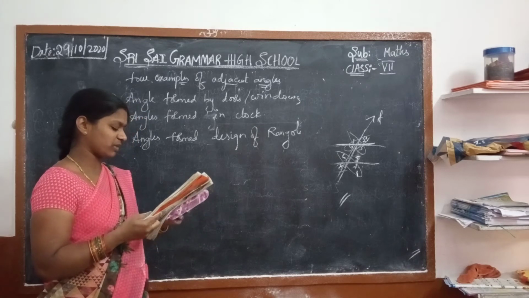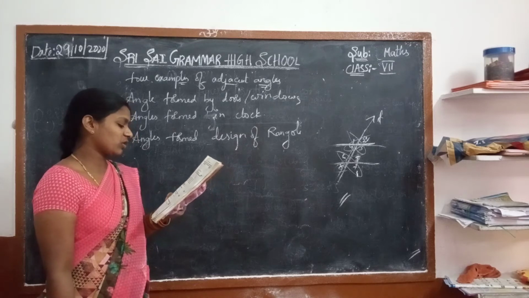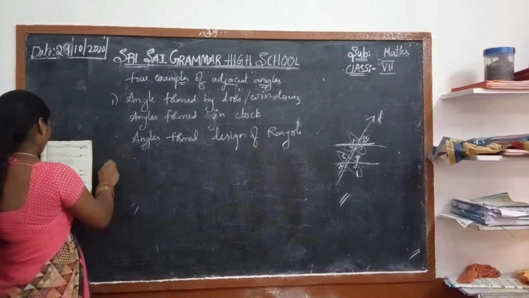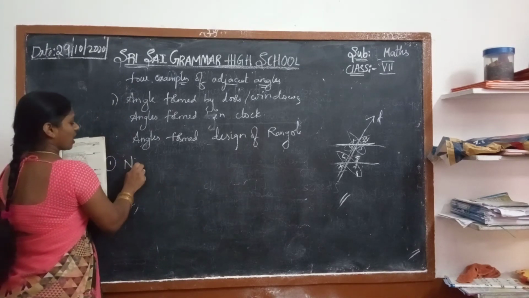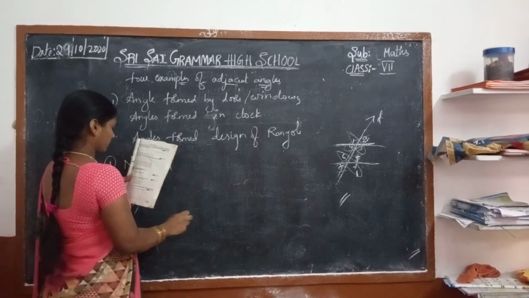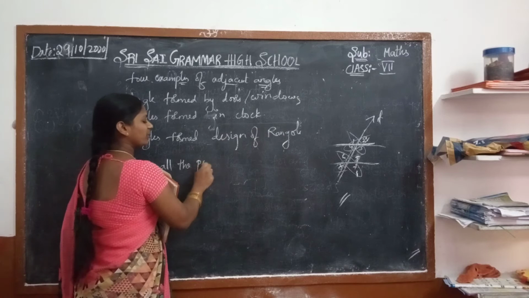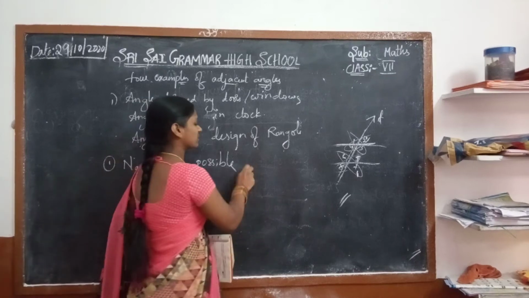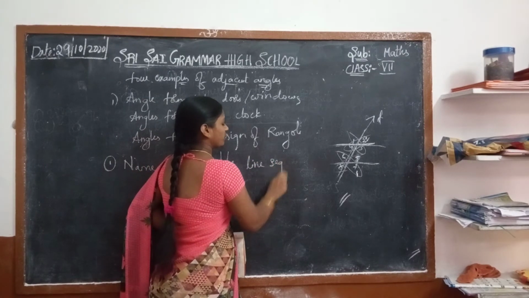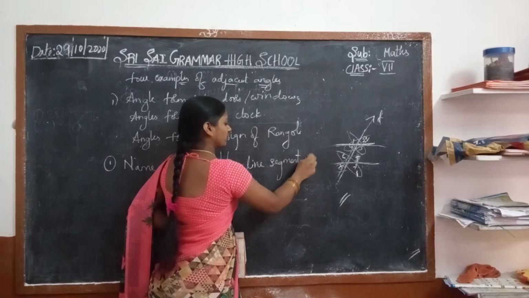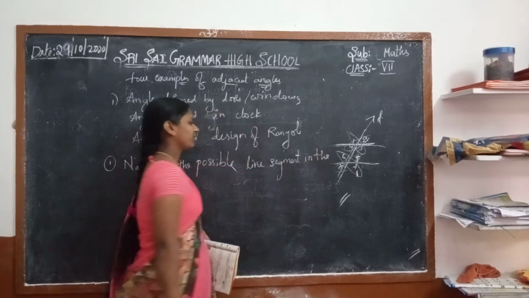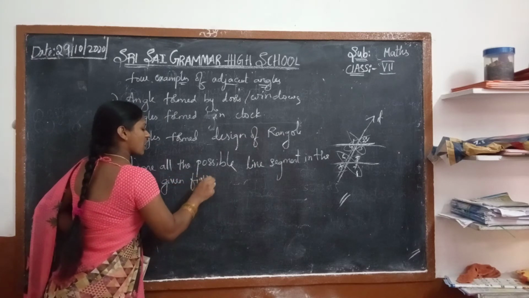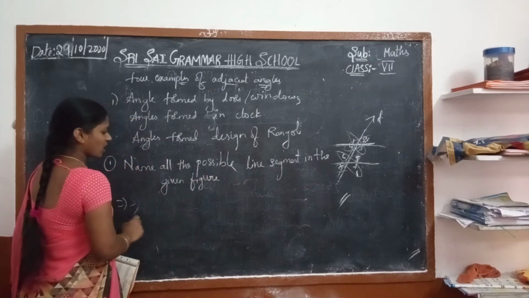Let us see some more problems in lines and angles. Name all possible line segments in the figure. How many lines are forming? How many possible line segments can be seen in the figure? That should be identified in the given figure.